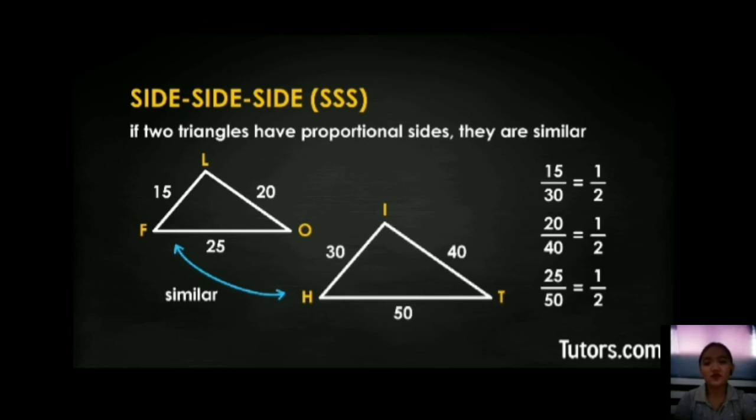So as we can see, we have two triangles, triangle FLO and triangle HIT. Notice we have not identified the interior angles. The sides of triangle FLO measure 15, 20, and 25 centimeters in length. The sides of HIT measure 30, 40, and 50 centimeters in length. And so as we can see, they are all the same ratio when simplified. They are all 1/2. So even without knowing the interior angles, we know that these two triangles are similar because their sides are proportional to each other.